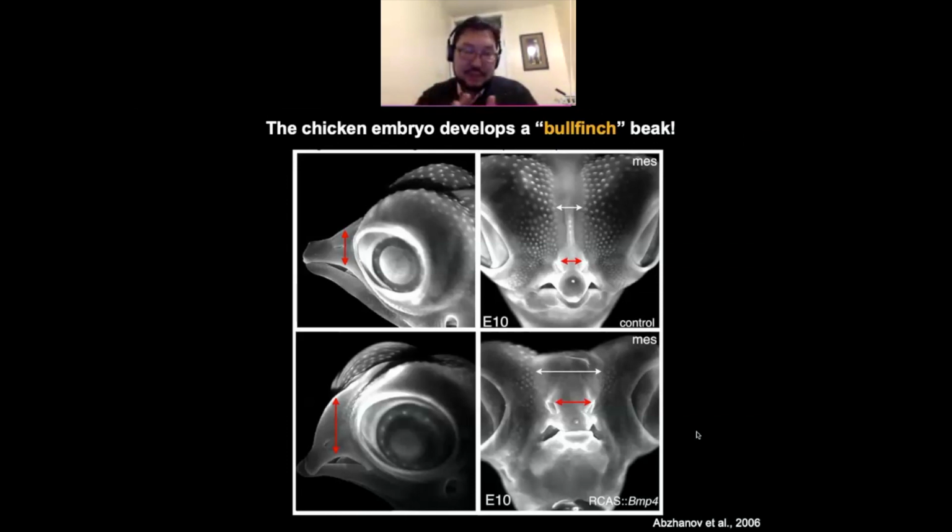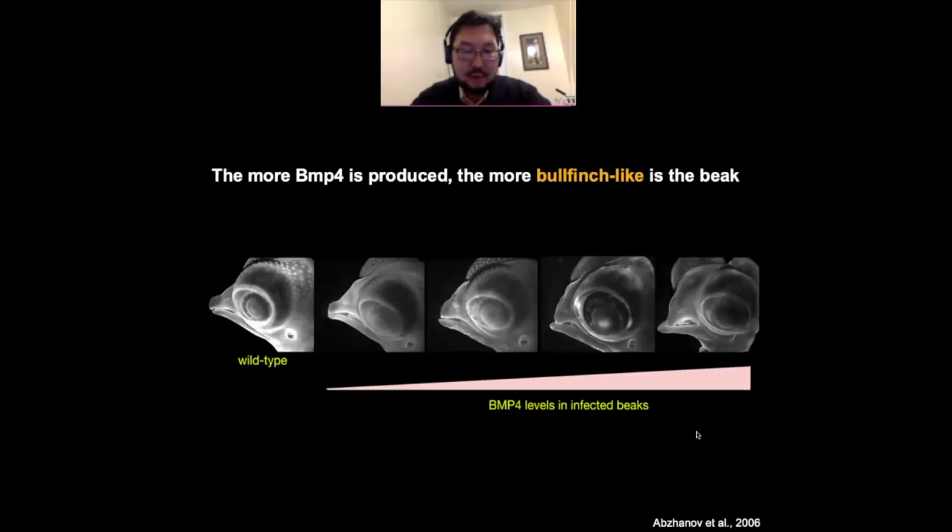You actually get a bill which is narrower and less deep than normal. In fact, because we can control exactly how much infection, that is, how much we can gradually dial up BMP4 by controlling the amount of infection the embryo sees in the beak, we can go all the way from a normal looking bill to a deeper bill, which seems like a small finchy beak, all the way to this very, very bullfinchy beak, where you have this very deep, very curved bill that looks like a finch beak on the chicken embryo.